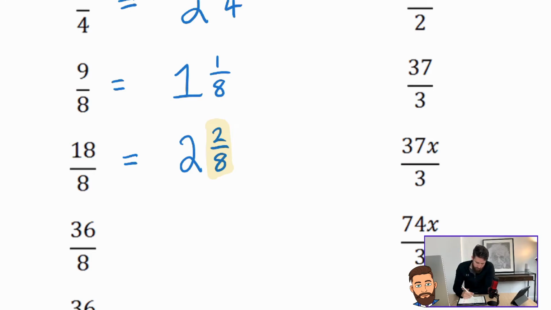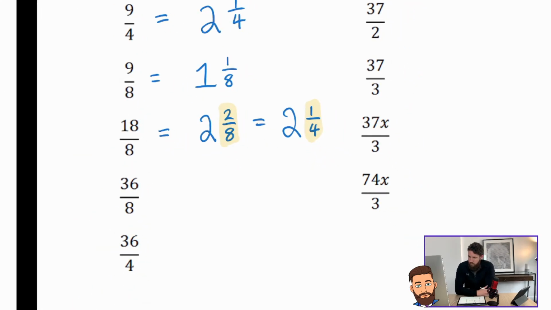Does 2 go into 8? Yeah. So we could simplify this to 2 whole ones, stay the same. How many times does 2 go into 2? Once. How many times does 2 go into 8? 4. So that could be simplified to a quarter. Okay, so you always want to be looking if you can simplify.